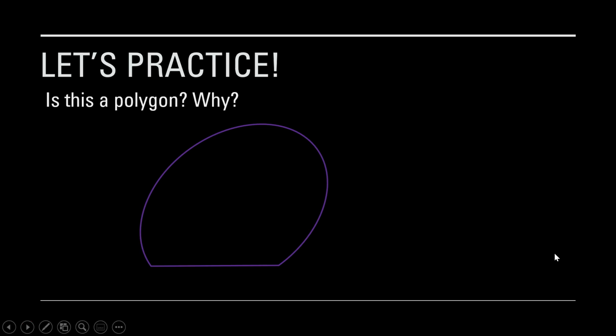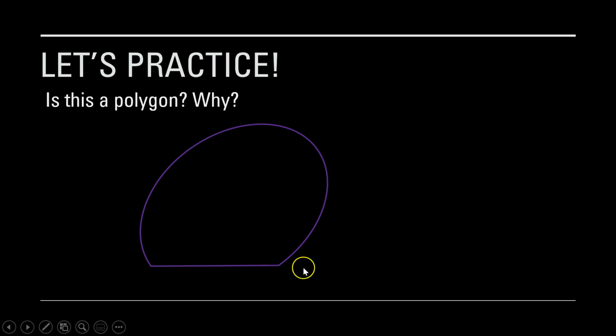Let's take a peek at this shape. I want you to pause the video and think, is this shape a polygon and why? Remember, as you're thinking, remember our 3 rules for a shape to be classified as a polygon.